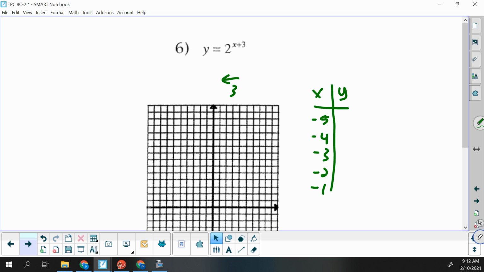When you sub -3 in for x, -3 plus 3 is 0. 2 to the 0 is 1. -2 in for x, we'll end up with a 1 in the exponent, so 2 to the first is 2. -1 in for x, we'll end up with 2 in the exponent. 2 squared is 4, and this will be our half and our fourth. So it's very similar to our first graph, just everything, like we said, is shifted 3 to the left.